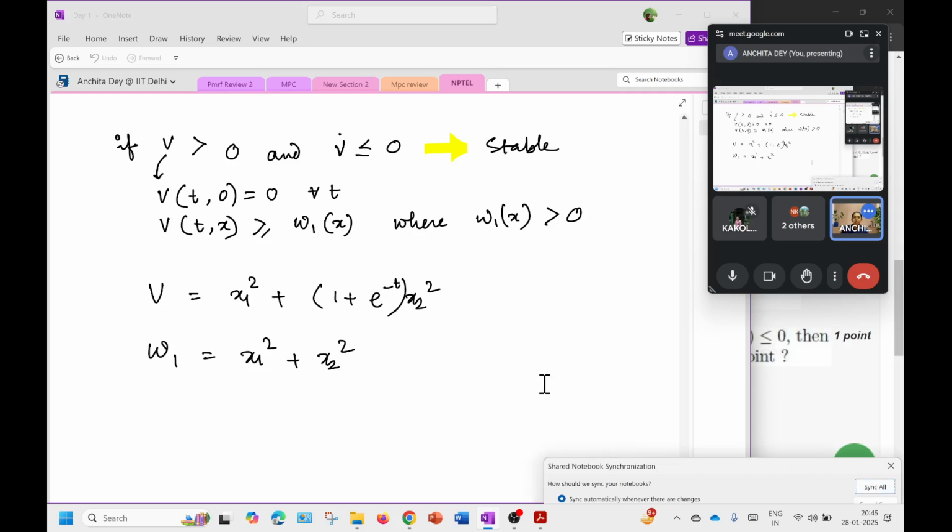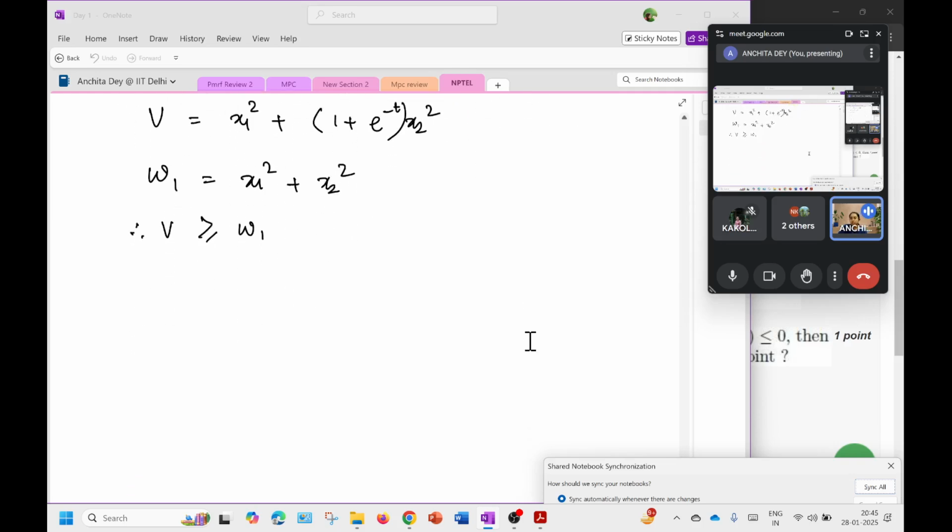Okay. And if your V is greater than 0 and your V dot is less than or equal to 0. So now we have checked that V is greater than 0, right? Because we have a W1 which is lower bounding V, and V of t comma 0 is equal to 0. So if V is greater than 0 and V dot is less than or equal to 0, then you say that the origin is stable. Okay.